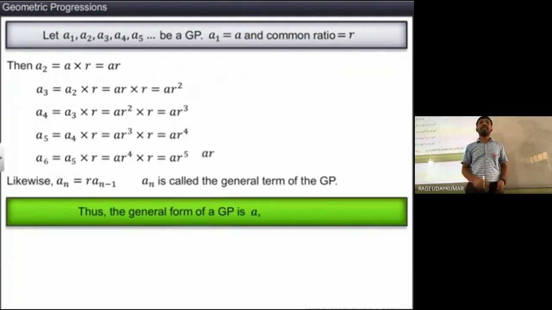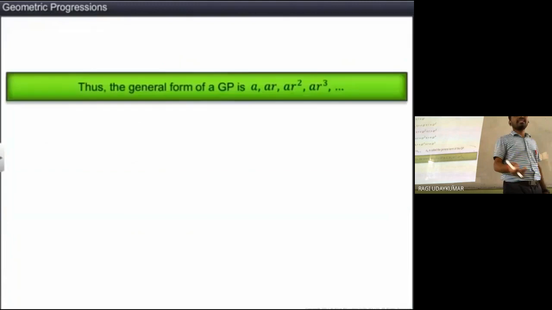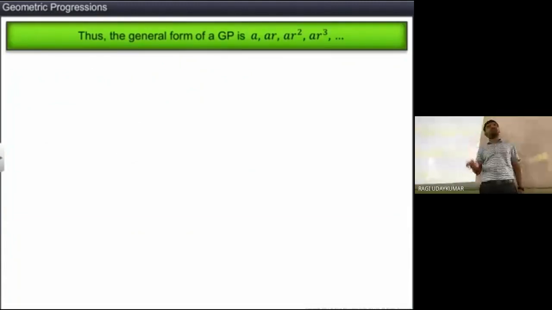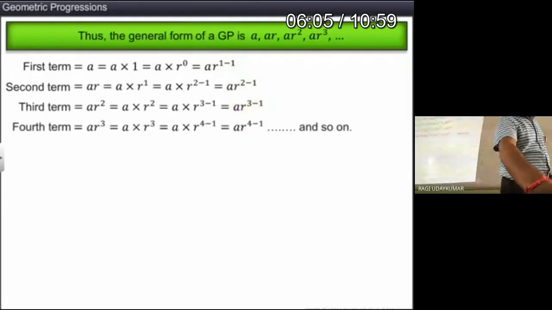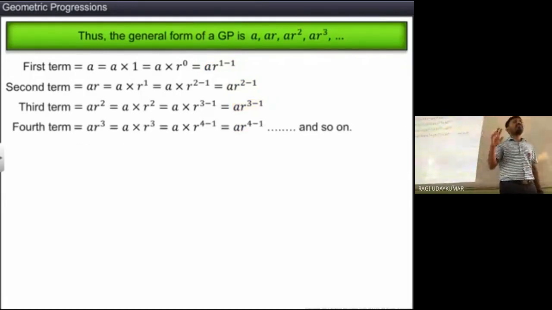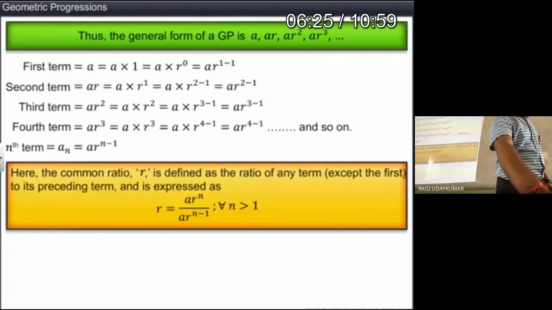And a(n-1), what do we get? The (n-1)th term is nothing but AR to the power of n minus 2. So AR to the power of n minus 2 into R gives AR to the power of n minus 1. That's why the first term is A, the second term is AR, and going on like this, AR to the power of 4. So for the fourth term, 4 minus 1; for the nth term, AR to the power of n minus 1. This is the nth term of the geometric progression.